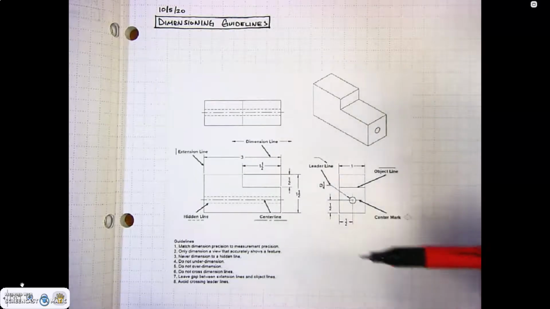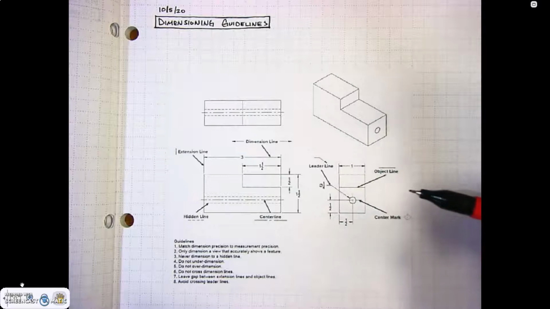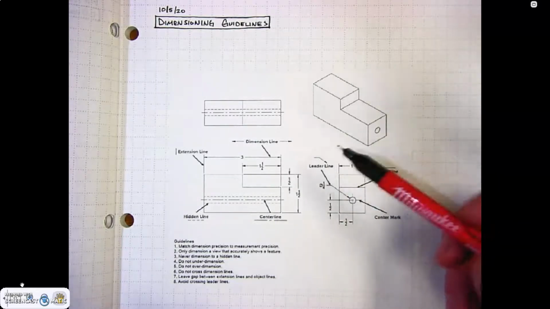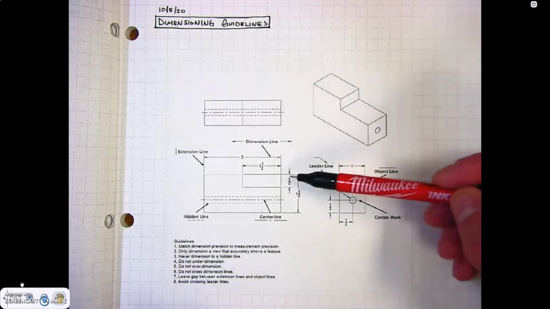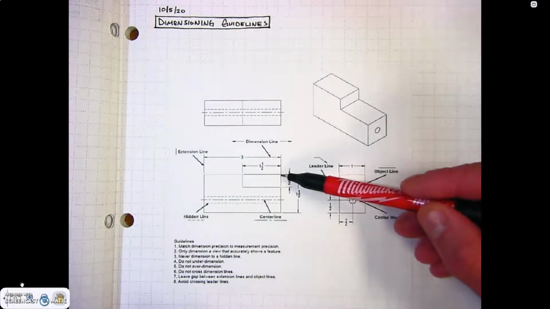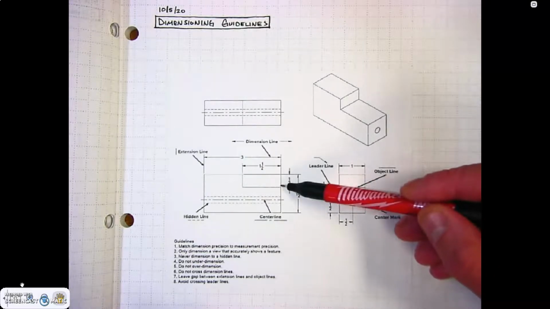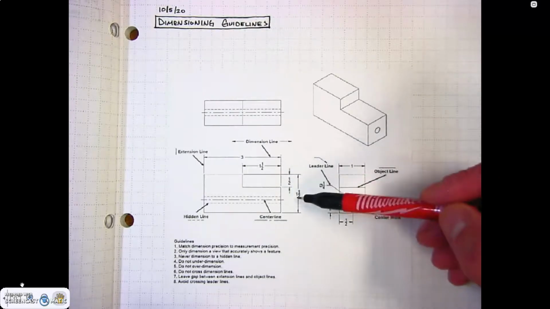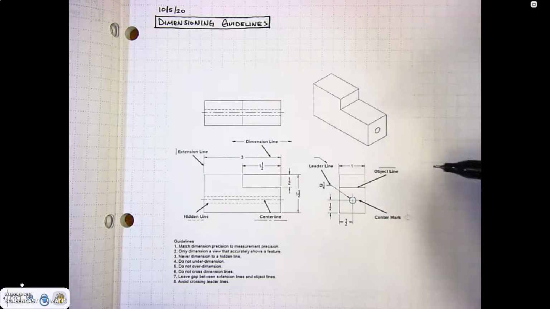Number four says never underdimension a part or a drawing. And in this case, that means, for instance, if we didn't have this size dimension for this cutout and the height, we wouldn't know how big that cutout was. And so we need to make sure that we have every dimension that needs to be included.